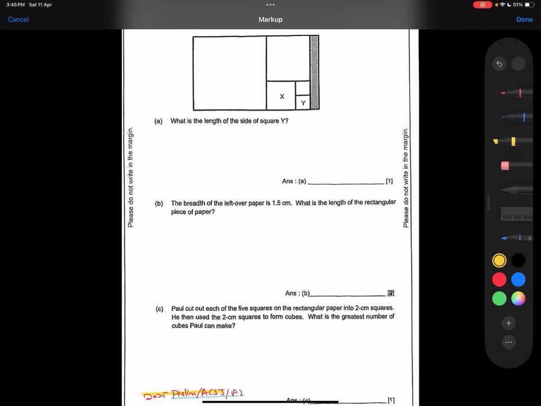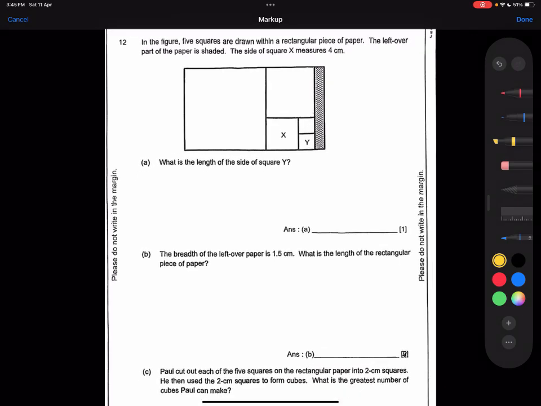2025 Prelim ACSJ Junior Paper 2, Question 12. Now this question is pretty straightforward. In the figure, 5 squares are drawn within a rectangular piece of paper. The leftover part of the paper is shaded. The side of square X measures 4 cm.